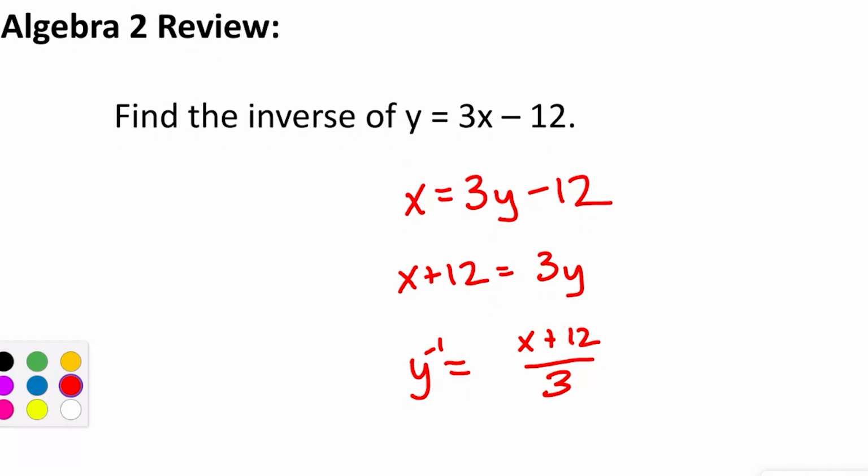And so basically what's happening here is any point that's on this original equation, like if I plug in 0, I get -12. So (0, -12) would be a solution to this equation. But if I flip that and do (-12, 0), that would be a solution to the inverse.